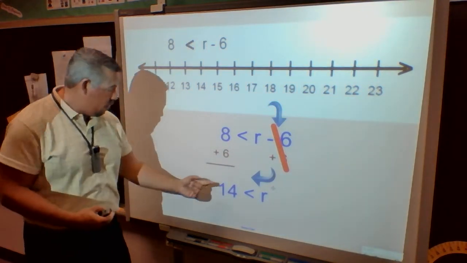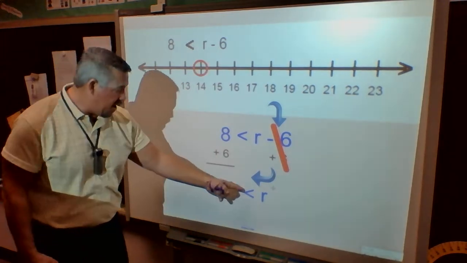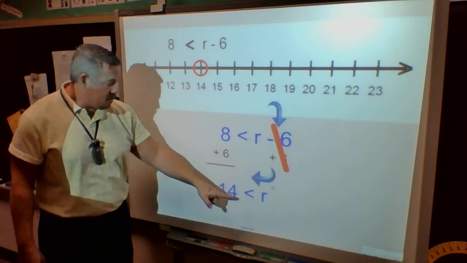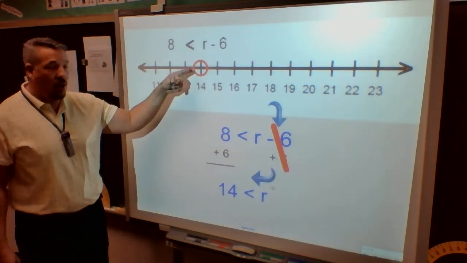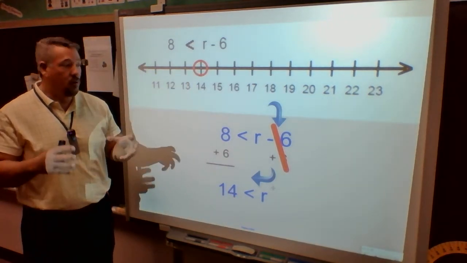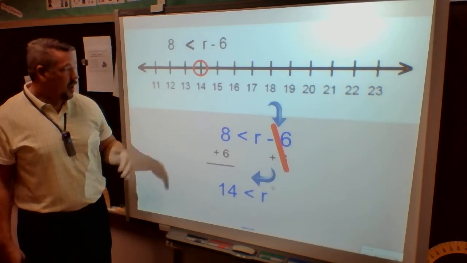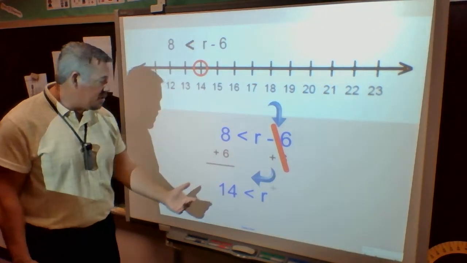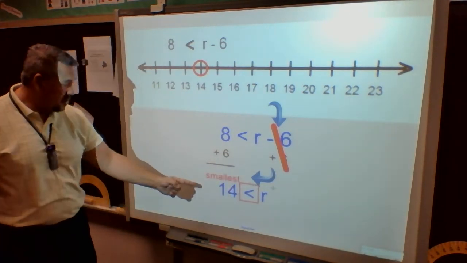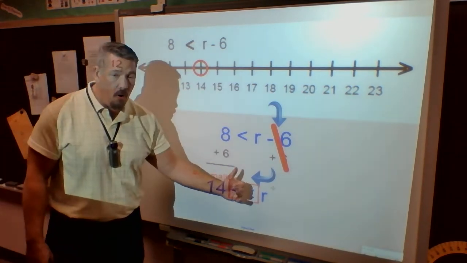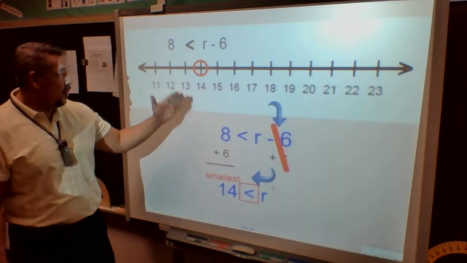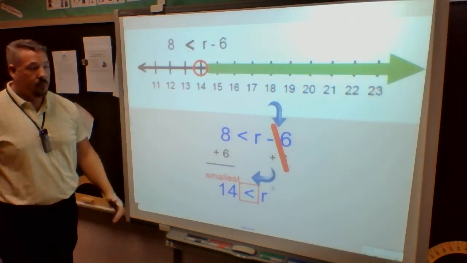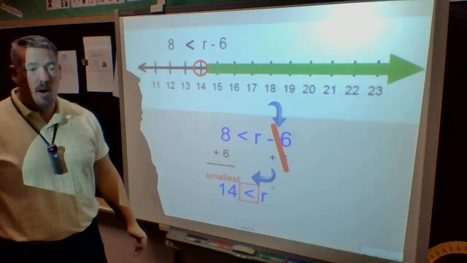So here it says, 14 is less than R, because the arrow is pointing to the 14. Well, 14 has to be my number. There's not a line underneath it, so I put an open circle where the 14 is. I don't fill it in, because it cannot be equal to. And then, it's pointing to the smallest number. So therefore, R has to be greater than 14. And therefore, everything larger than 14 is going to be shaded in. So I'm going to shade to the right.